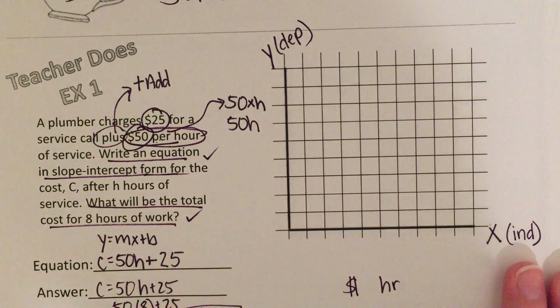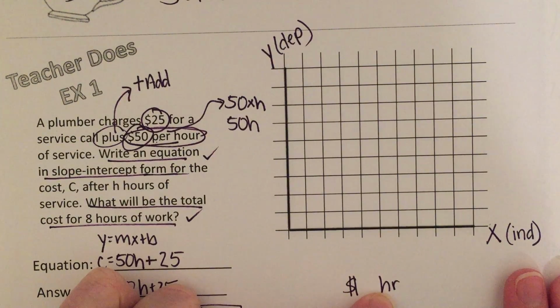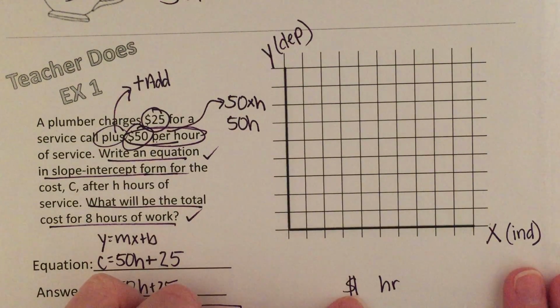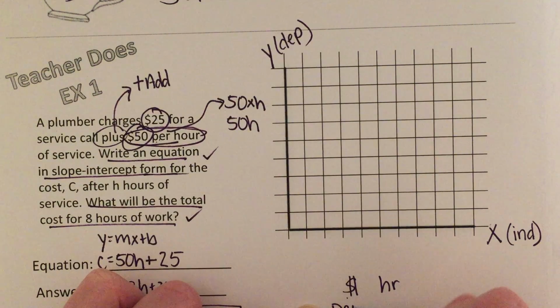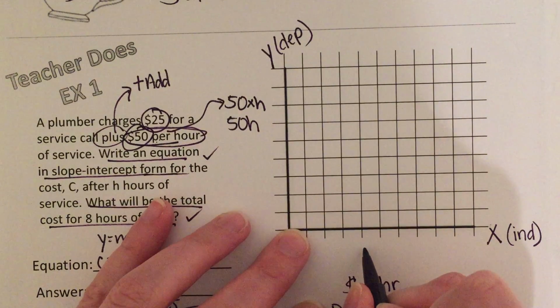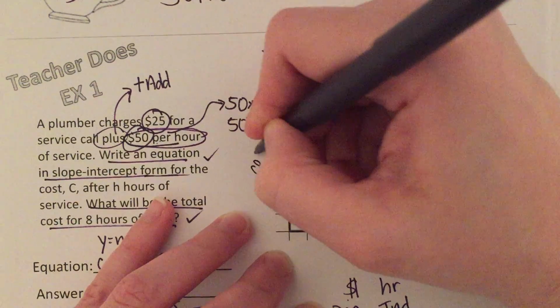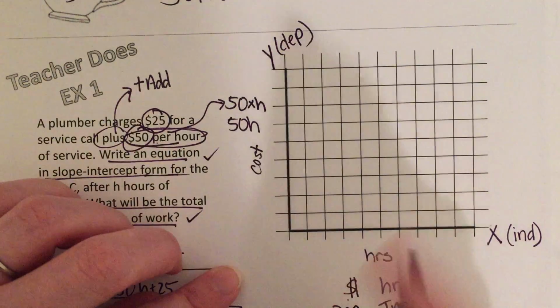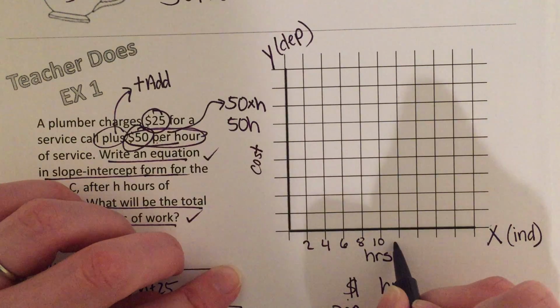And I always reword it. I say, does the cost depend on the hours, or does the hours depend on the cost? So obviously the cost depends on the hours. So this is the dependent and this is the independent. So now I'm going to put hours here, cost here, and just going to count by 2 for the hours.